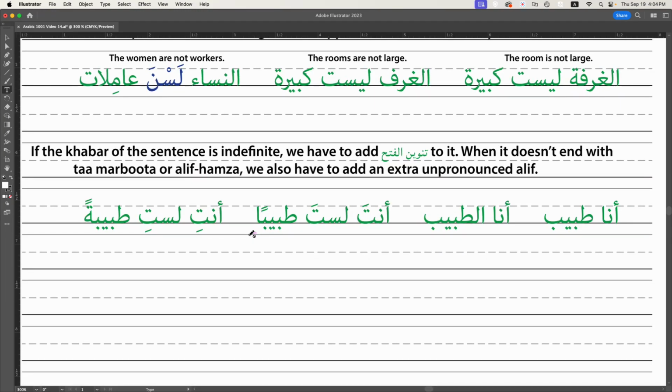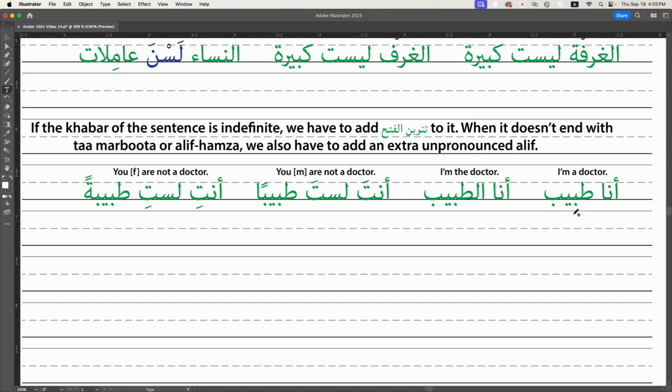So let me give you some examples here, and you'll see this. So ana tabib means I am a doctor. And I am a doctor. I have a PhD, but tabib specifically means medical doctor. I'm a doctor is what I am. You don't want me prescribing you medication. Actually, in fact, you do want me prescribing you medication. So ana tabib, I am a doctor. Ana at-tabib, I am the doctor. Anta lesta, you are not.